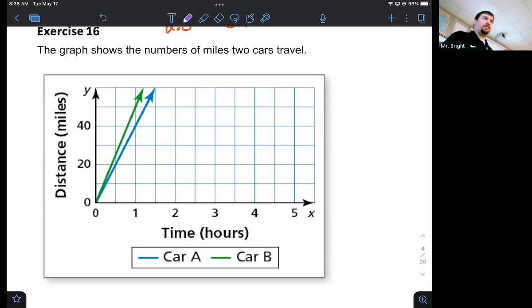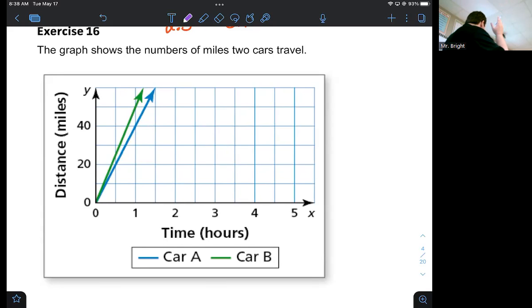Do you remember doing slope? Rise over run. In this problem, rise over run is going to be distance over time, because the rise is the y-axis and the run is the x-axis. Distance over time, which is speed, okay? So the green car is going faster, and we're supposed to figure out how much faster it's going.